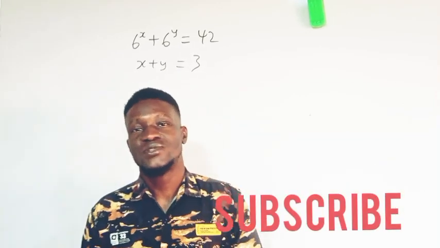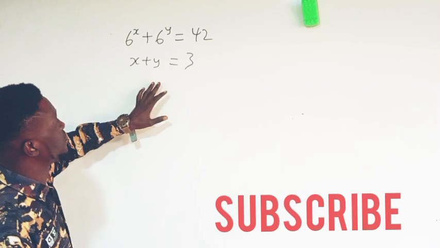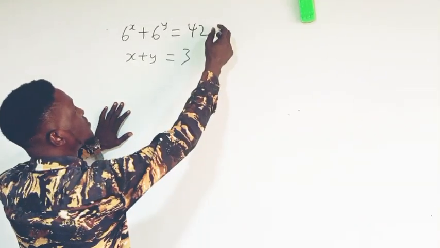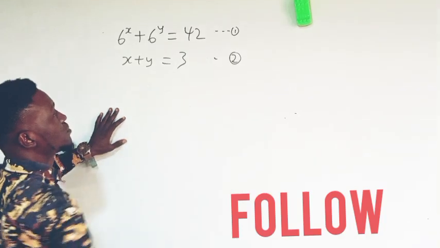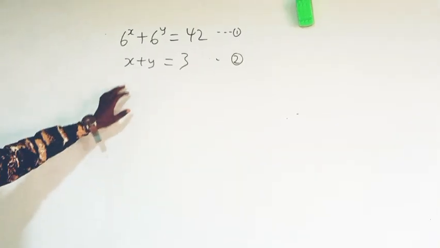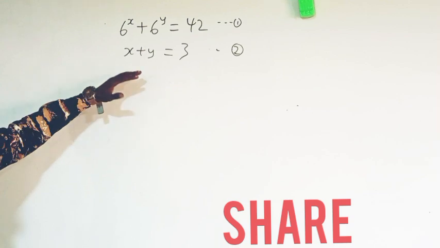Let's solve this simple simultaneous equation. If you notice, let's put this one in equation 1. Let's put this one in equation 2. Of course, x plus y is equal to 3. This is in a linear form. This is easy to solve.